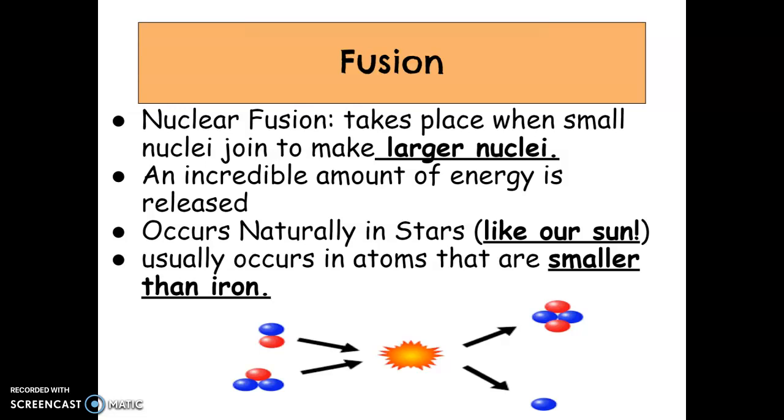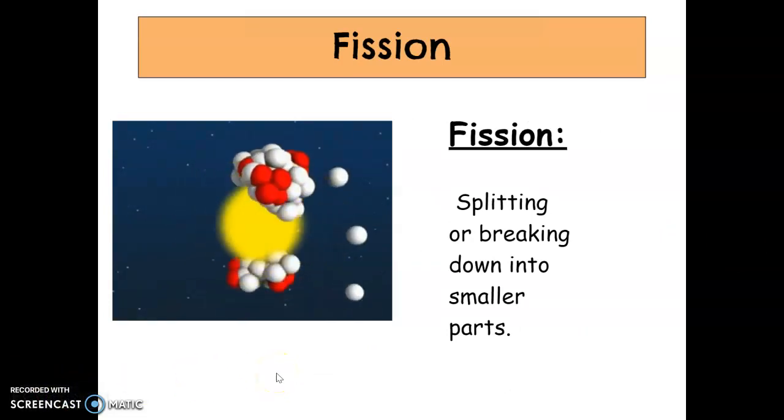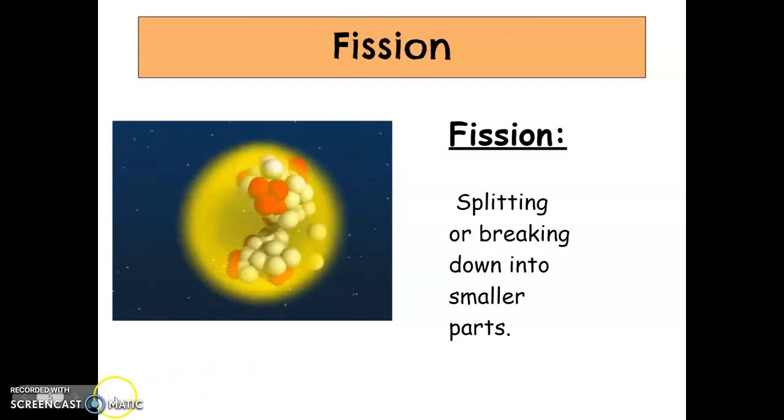So these nuclei are coming together to form heavier nuclei, and then they're kicking off the energy. It usually occurs in atoms that are smaller than iron. So specifically in space, we're talking about hydrogen and helium. So those very lightweight elements. Fission, on the other hand, is the opposite. So we're splitting a larger atom into smaller parts.